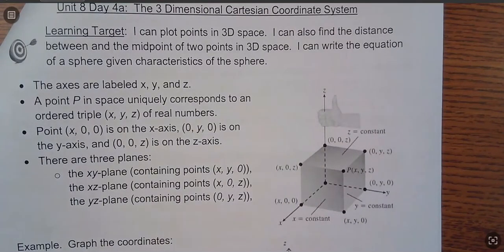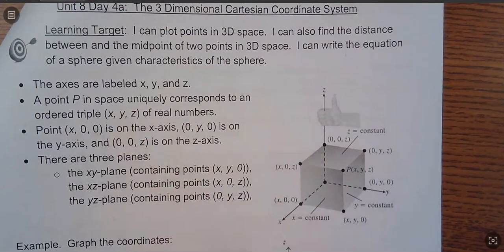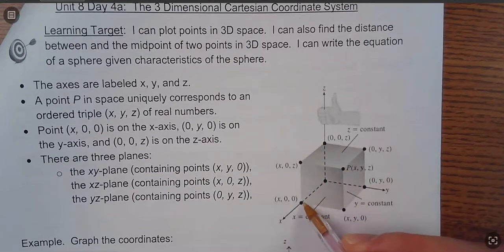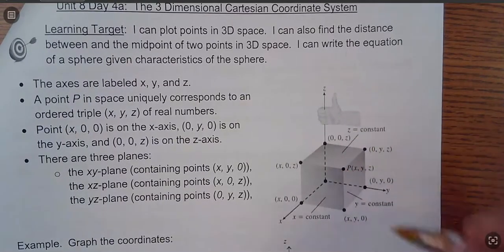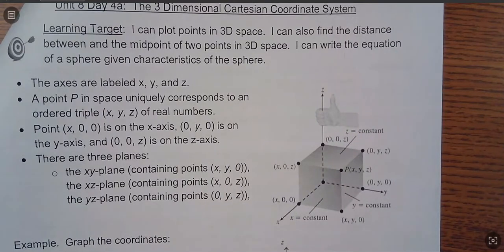A point P in space uniquely corresponds to an ordered triple, x, y, z. This x, the first number, tells you how far to go along the x-axis, y tells you how far on the y-axis, and z tells you how far to go along on the z-axis. And where those three places meet, out here's point P, you went over x units, then you went over y units, and you went up z units, and you're floating out there in space, which is hard to do on a two-dimensional piece of paper. So sometimes you start graphing and you don't feel like you're doing a very good job. That's okay, because it's hard to graph a 3D picture onto a two-dimensional piece of paper.